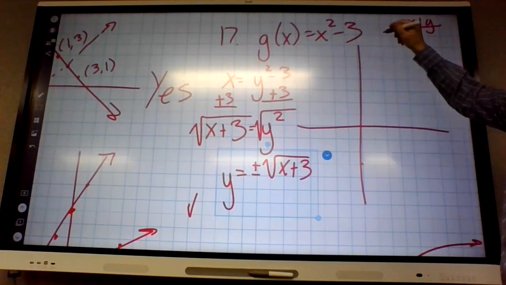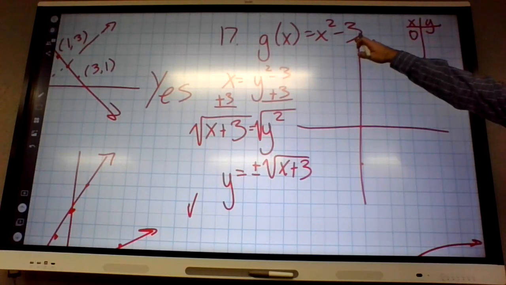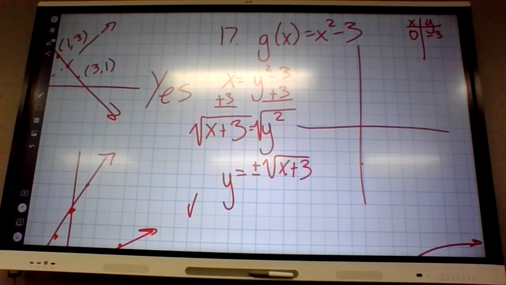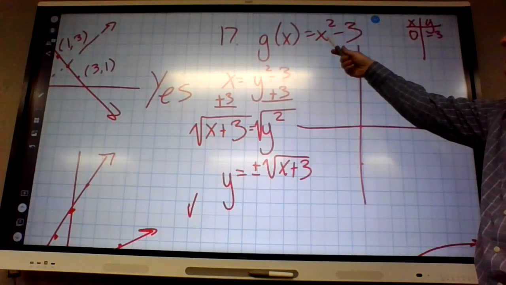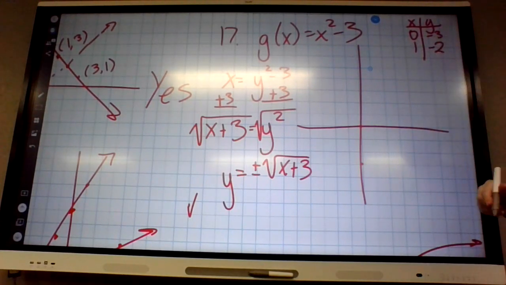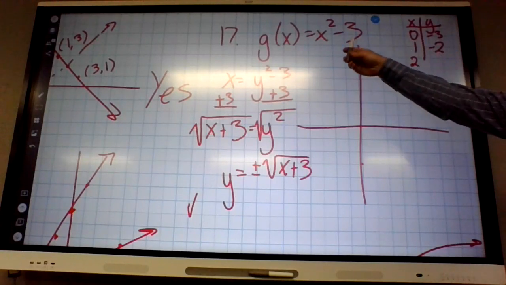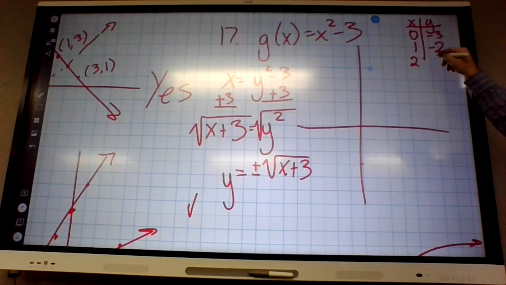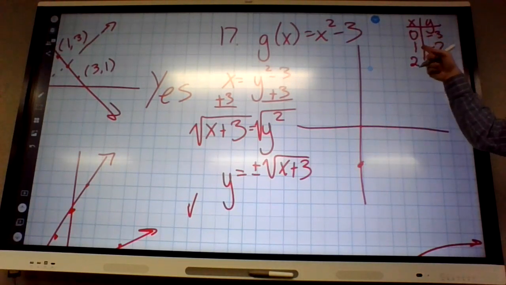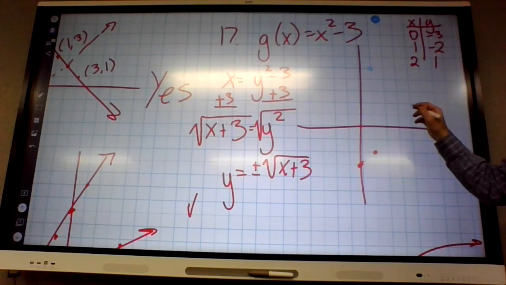The graph is just shifting down 3. So if I plug in 0 for x, I get 0, negative 3. That's the vertex of the parabola. If I plug in 1, 1 squared minus 3 is negative 2. If I plug in 2, 2 squared minus 3 is 1. So we can use these points to help us graph the parabola: 0, negative 3; 1, negative 2; 2, 1.